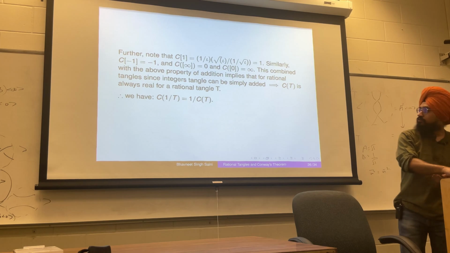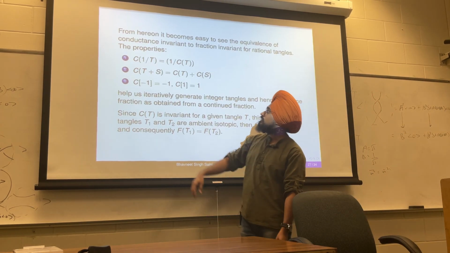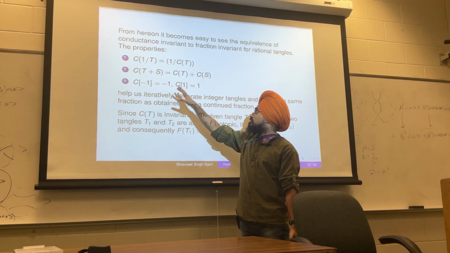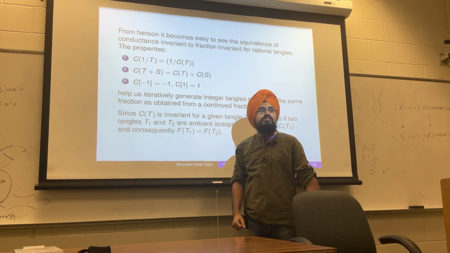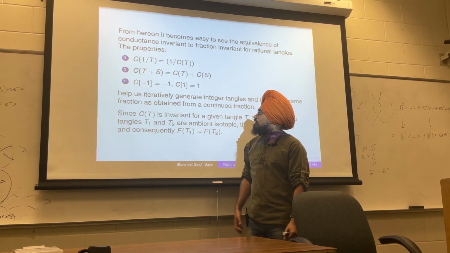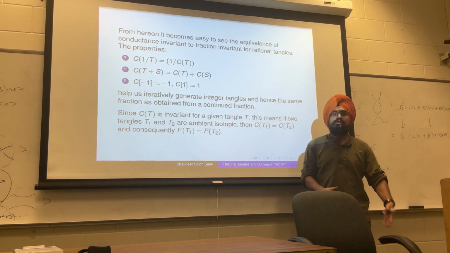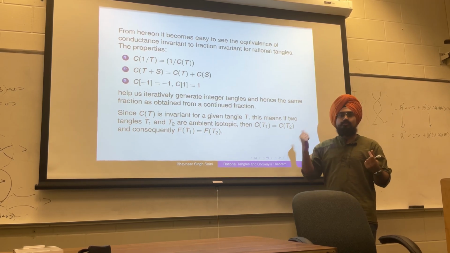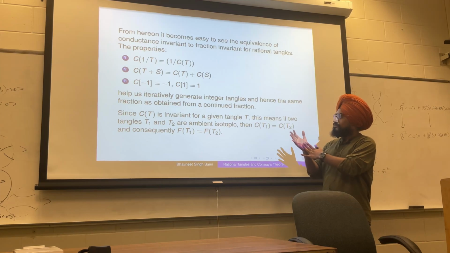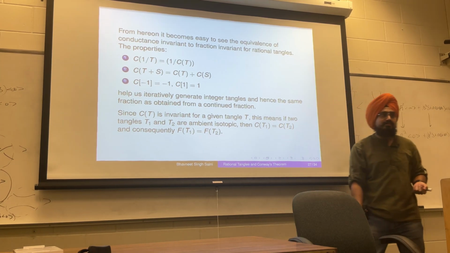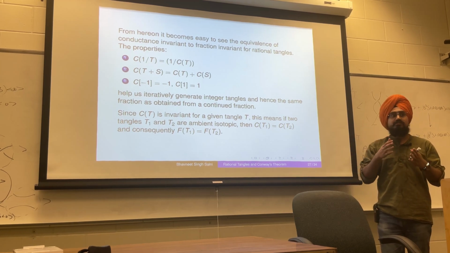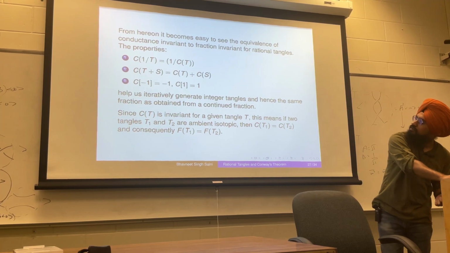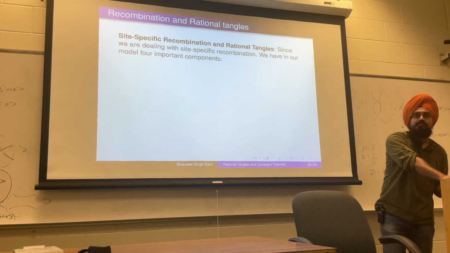Now, using these three properties, that C of 1 over T is 1 over C of T, and the sum is distributive, and C of negative 1 is negative 1, C of 1 is 1, this is basically the definition of our fraction for any tangle. So this helps us iteratively generate the same continued fraction form for each tangle, and therefore it proves the other direction of Conway's theorem: since C of T is invariant for a given tangle T, this means that if the conductance invariant is the same, the fraction is the same as well. So that proves Conway's theorem, both the directions, and we have time for the application.